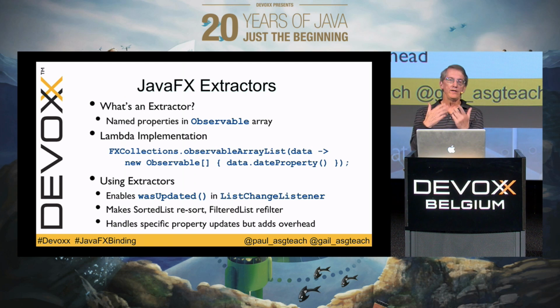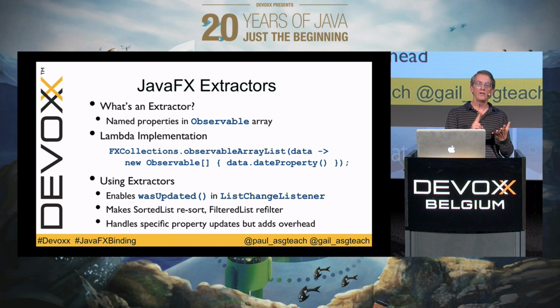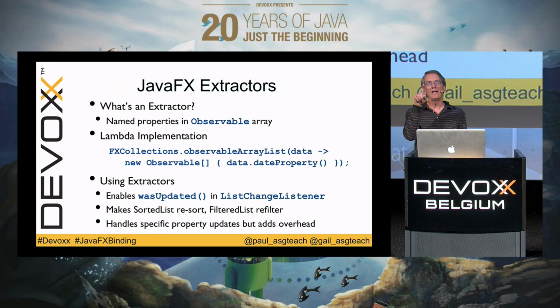And if you need that, then you should use an extractor, and you can implement an extractor with either an anonymous class or a lambda. Now, the example that we're showing here defines an extractor with a date property. And that means that if any of the date property values change, the extractor will call the list change listener and it will update the trigger. And this will cause a resort or refilter depending on what happens with the date property. Now, when you use extractors, you can then call the wasUpdated method in your list change listener, and that will make the sorted list resort and the filtered list refilter.